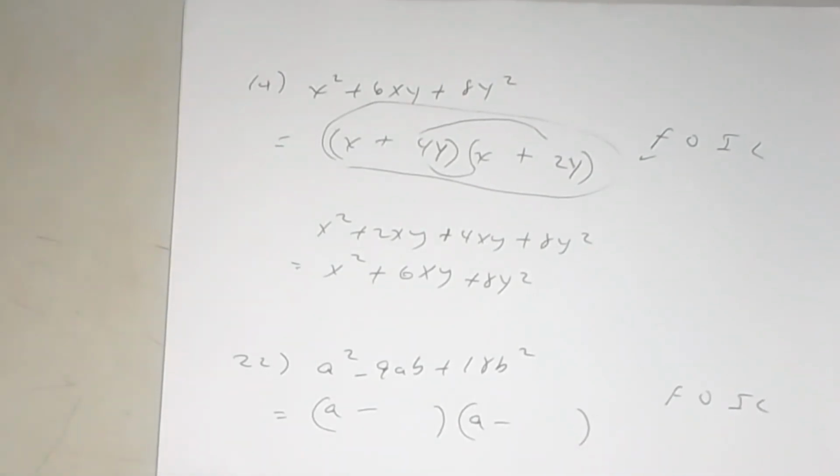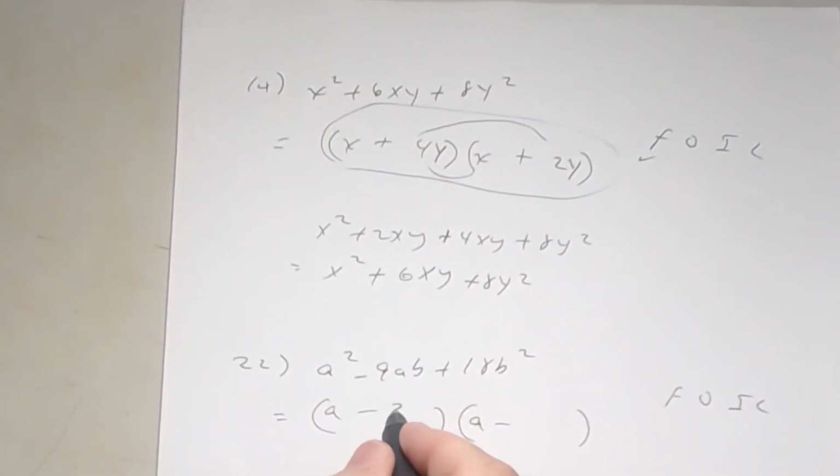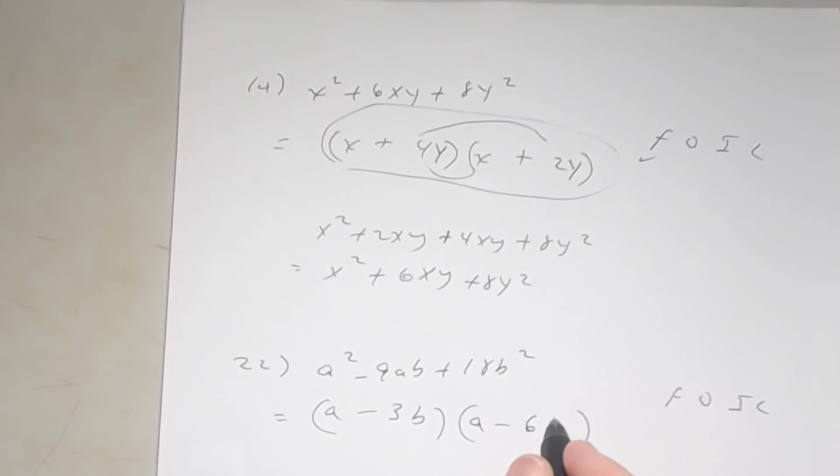What are the possibilities for 18? 9 and 2, 3 and 6, 18 and 1. What do you try first? Use the ones closest together. Yeah, try 3 and 6 first. But it's going to be 3 what, though? b and 6b.